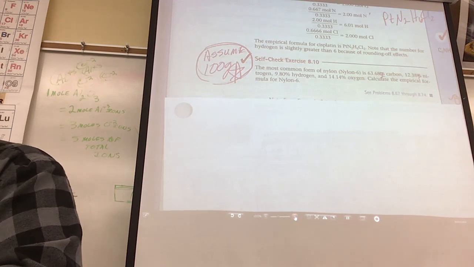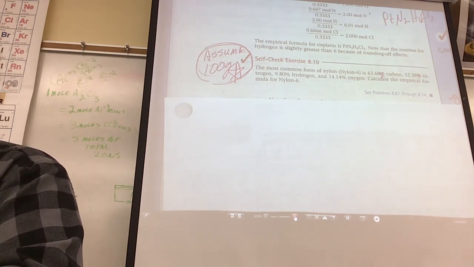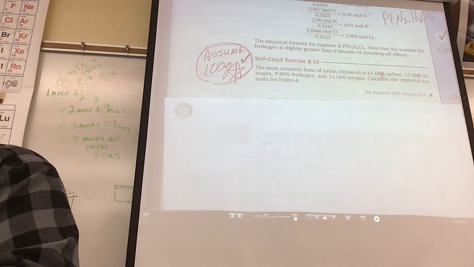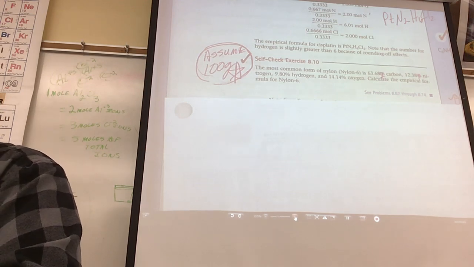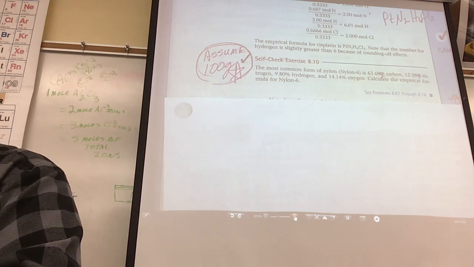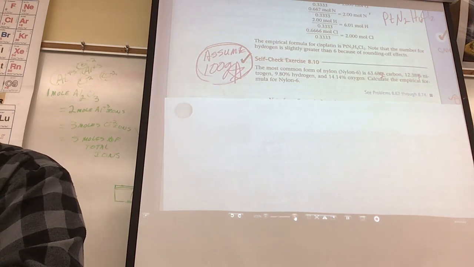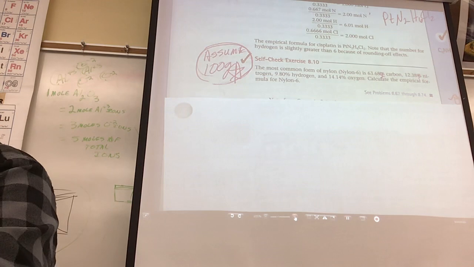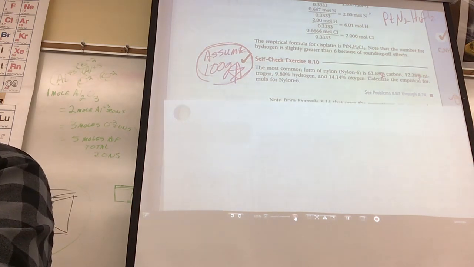Okay, so now, you know how to do the problem? It's just like the last two that we did, isn't it? Change those to what? You're going to change 63.68 grams of carbon into what? Moles.